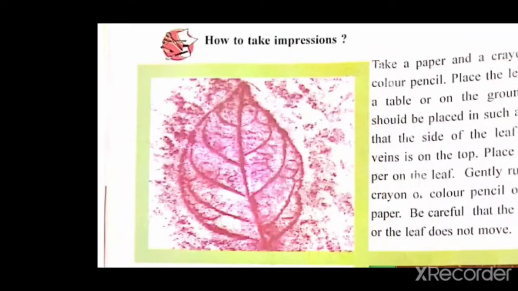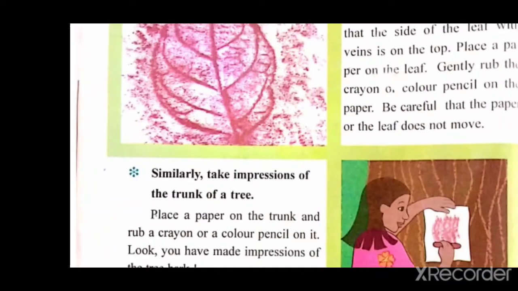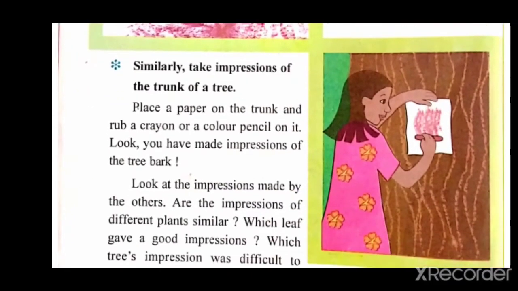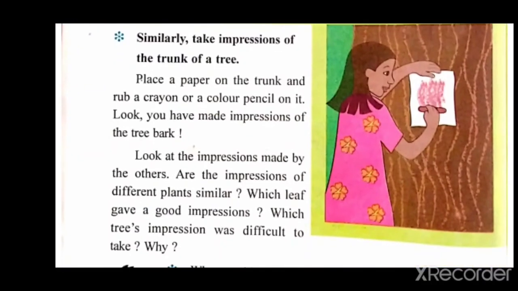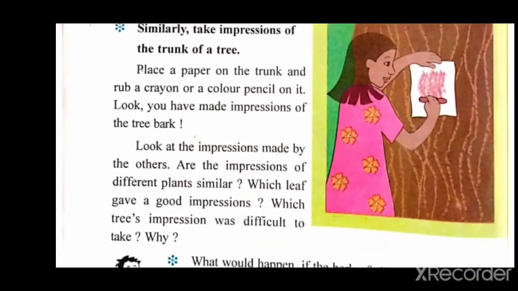This was an innovative way taught by Didi to everyone and we can also try this. In a similar way we can take an impression of the trunk of a tree. You need to place a paper on the trunk, as the girl was doing over here, and rub a crayon or a color pencil on it. Look, you have made an impression of the tree bark. Look at the impression made by the other.